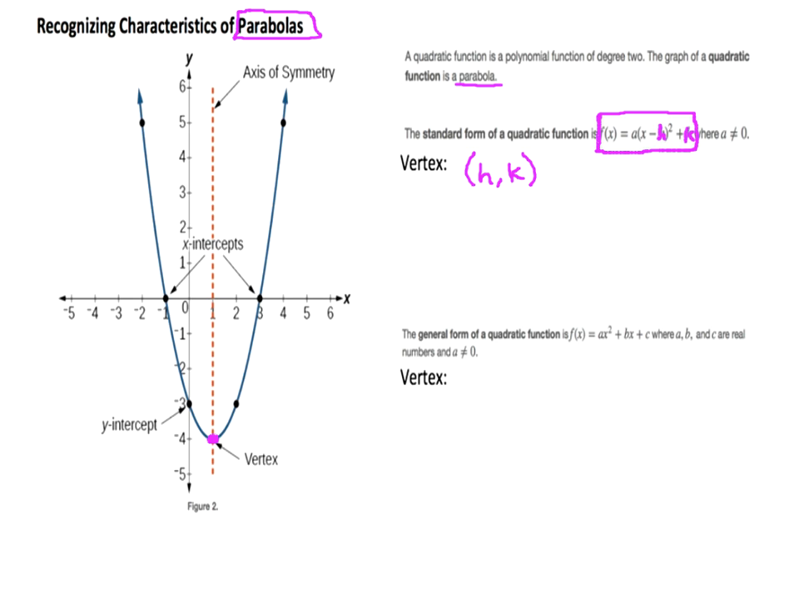Now, we also have the version of the function written in the general form, and this is what we're used to seeing from solving quadratic equations: ax squared plus bx plus c, where a, b, and c are real numbers. Now, I will say the a from here and the a from here are the exact same a's.